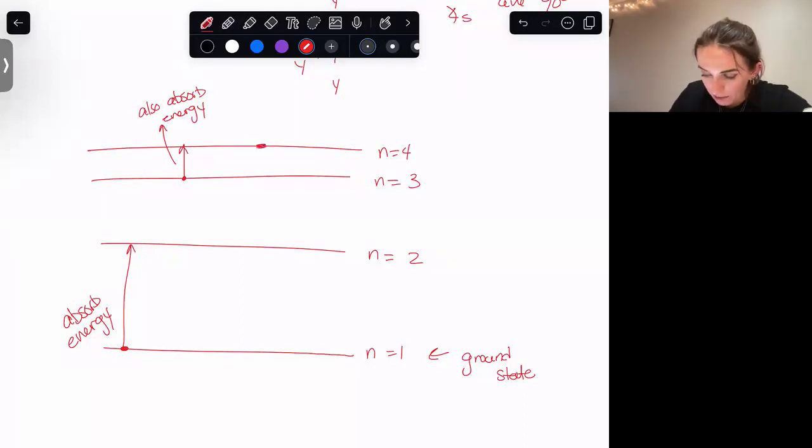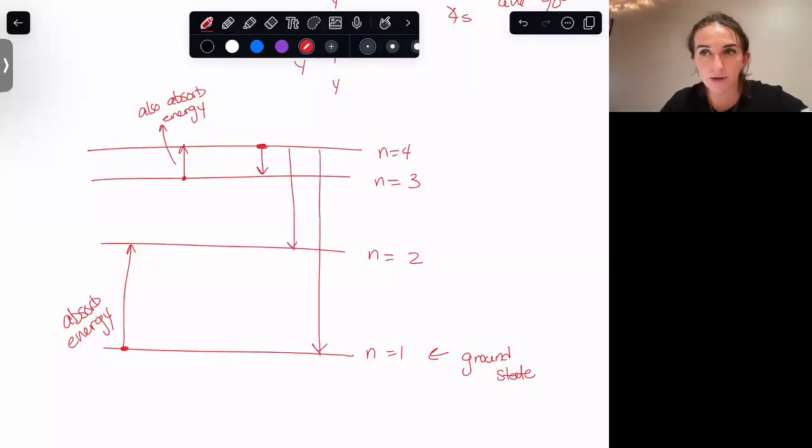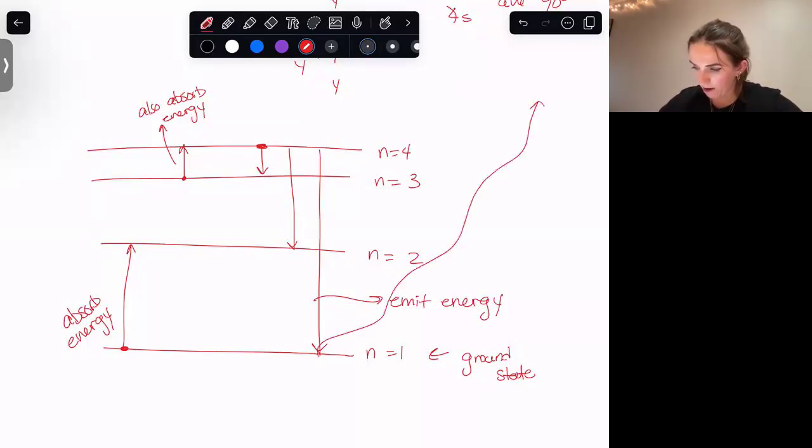Now that we're at n=4, I can drop down to n=3, n=2, or n=1. What happens when I drop from a higher energy level to a lower energy level? Good. In this case, we're going to emit a wavelength. We're going to emit energy. The energy that is emitted is in the form of a photon.